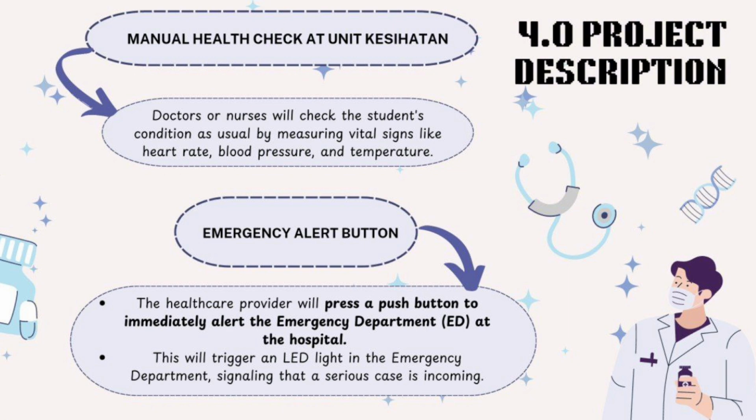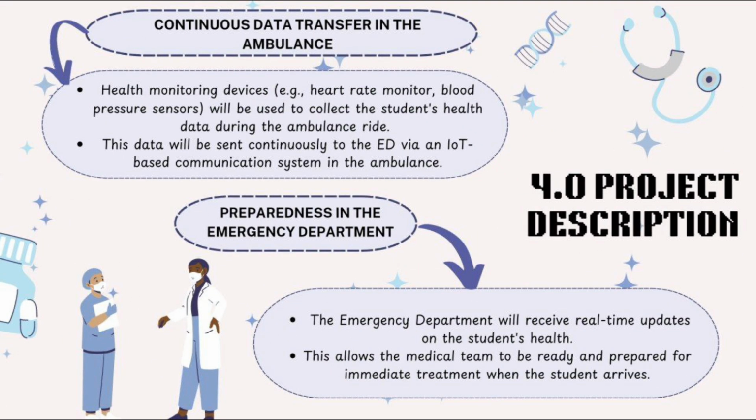So, at the hospital, this will trigger an LED light in the emergency department, which is signaling that a serious case is incoming. Next, about continuous data transfer in the ambulance. So, health monitoring devices like a heart rate monitor and blood pressure sensor will be used to collect the student's health data during the ambulance ride. So this data will be sent continuously to the emergency department via an IoT-based communication system in the ambulance.